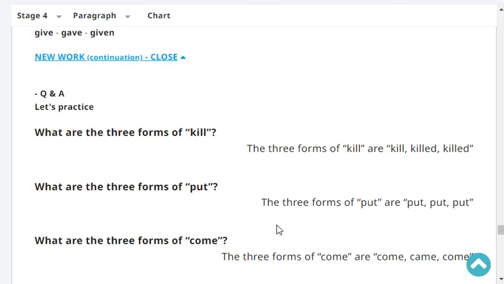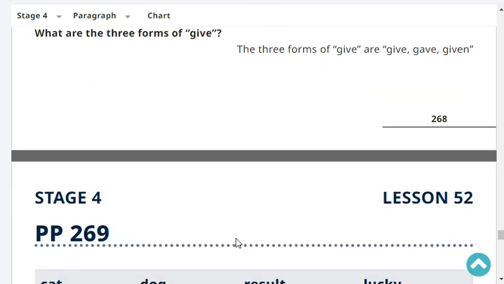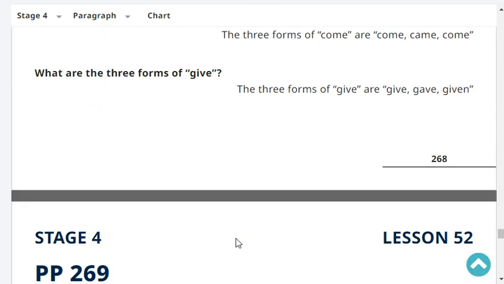What are the three forms of kill? The three forms of kill are kill, killed, killed. What are the three forms of put? The three forms of put are put, put, put. What are the three forms of come? The three forms of come are come, came, come. Last one.